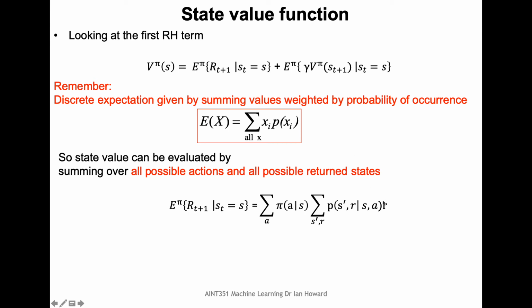So you can see that this is the reward term that we care about, because we want to know the expected value of the reward at the next step. And then these terms here are just summing across these probabilities in order to marginalise those things out. So we end up with the expected value at state s_t equals s.